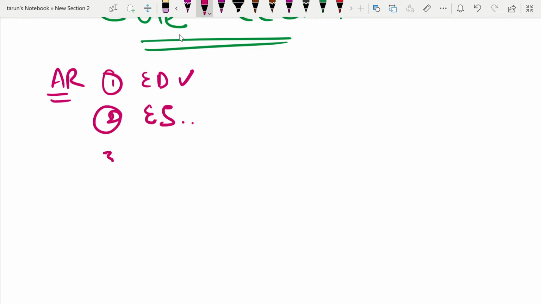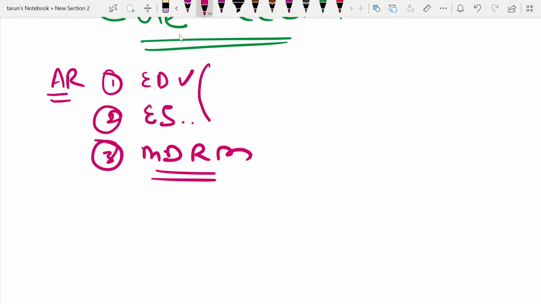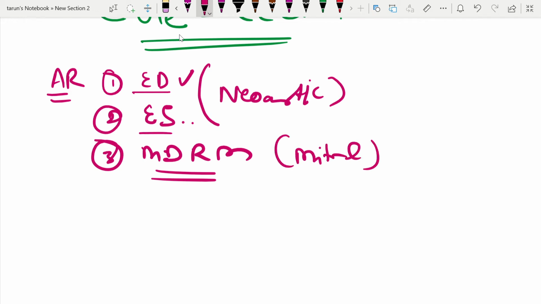Then the third point is that you can get the Austin Flint murmur, which is a mid diastolic rumbling murmur, a flow murmur in the mitral area. So the upper two, the early diastolic and ejection systolic, you get in the neo-aortic area. The mid diastolic murmur you will get in the mitral area. This is a functional murmur, a flow murmur, and it is called the Austin Flint murmur. So these are the different types of murmur you will get in aortic regurgitation.